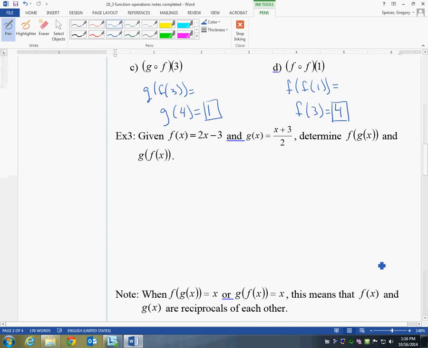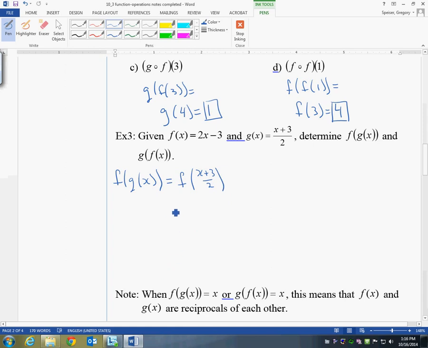Given that f of x is equal to 2x minus 3 and g of x is x plus 3 over 2, determine f of g of x and g of f of x. So we're really going to be doing two questions here. So let's consider this f of g of x. The definition of g of x is x plus 3 over 2. So I'm going to say that this is equal to f of, instead of g of x, I'll write x plus 3 over 2.